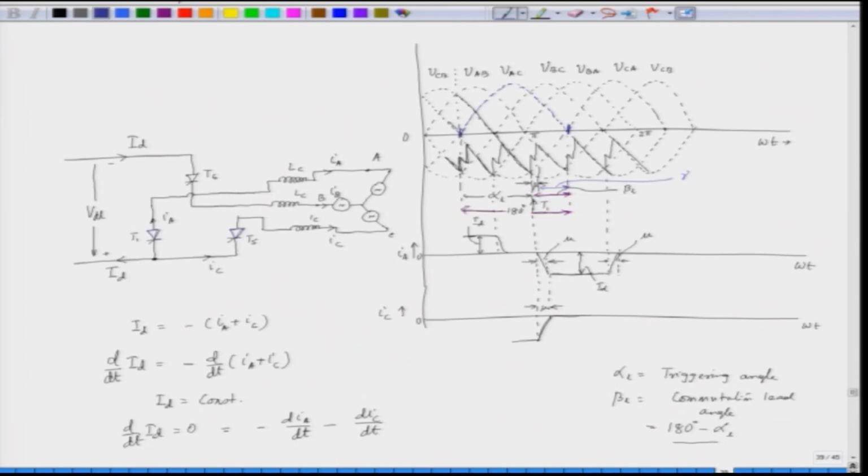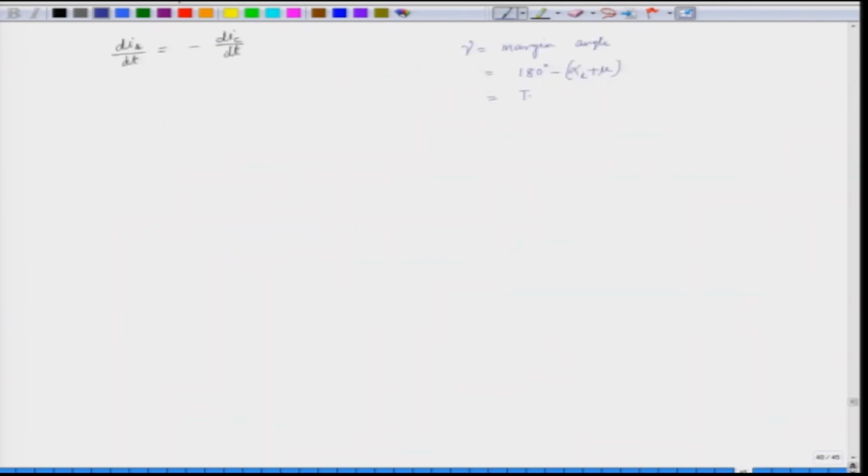because during the overlap period mu, both the SCRs are conducting. So, this is the time available or the angle available for successful commutation of inverter SCR, and this should be in fact higher than gamma should be higher than omega into TQ, where TQ is the turn off time of an SCR.